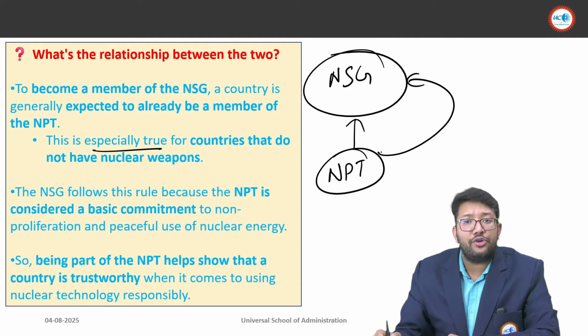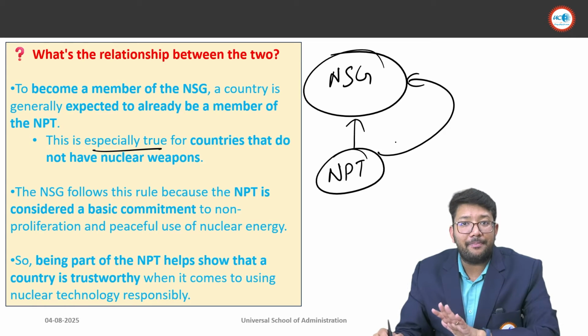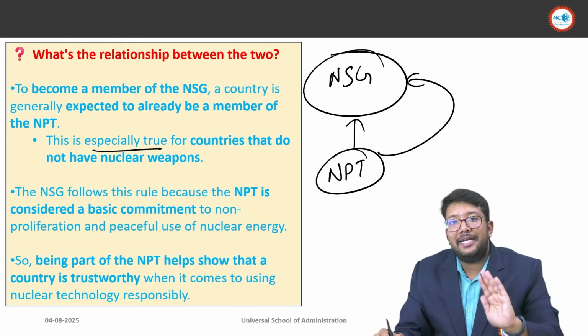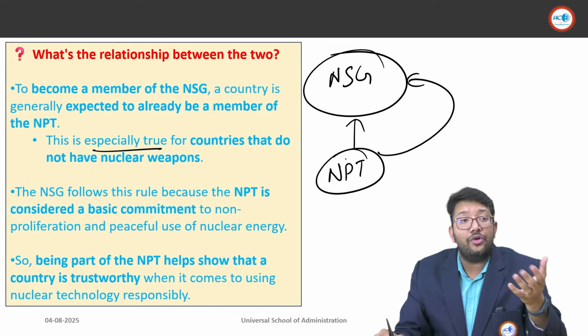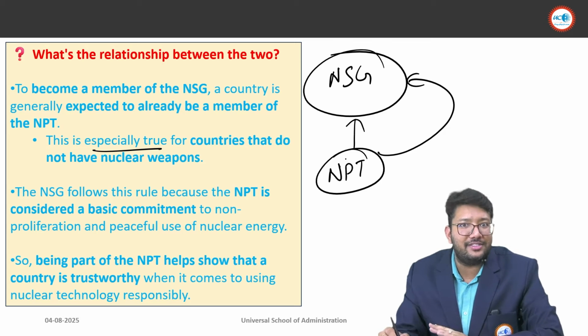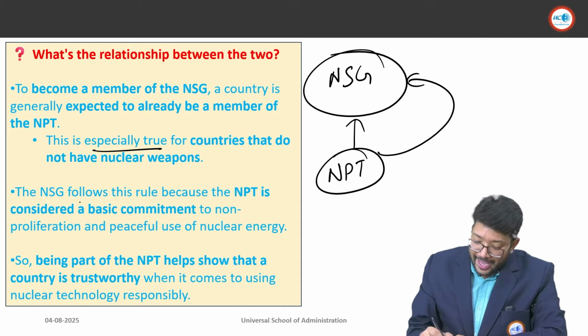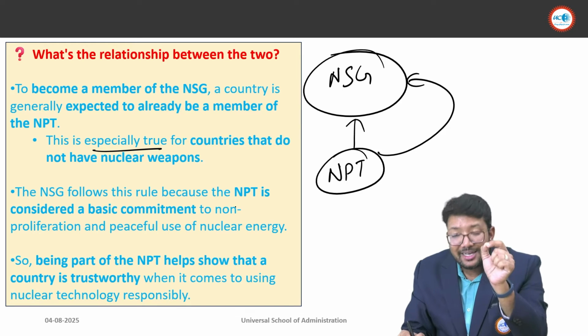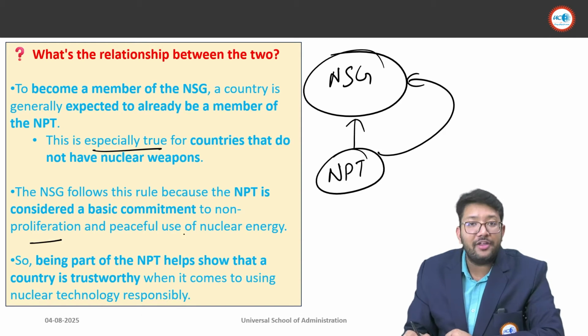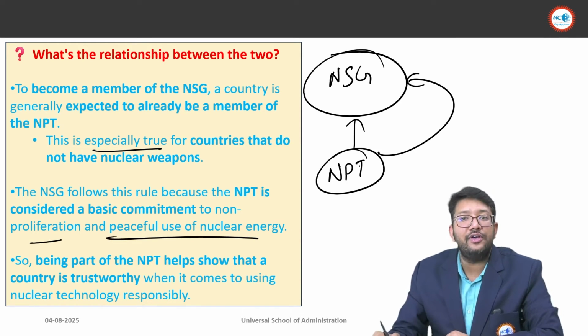This is especially true for countries that do not have nuclear weapons. NPT will be signed generally by those countries who do not own nuclear weapons. They will automatically be part of NSG. Now the NSG follows this rule because the NPT is considered a basic commitment to non-proliferation and peaceful use of nuclear energy.